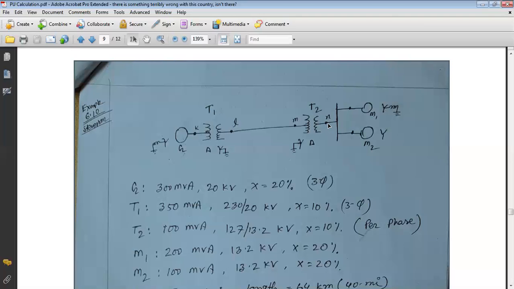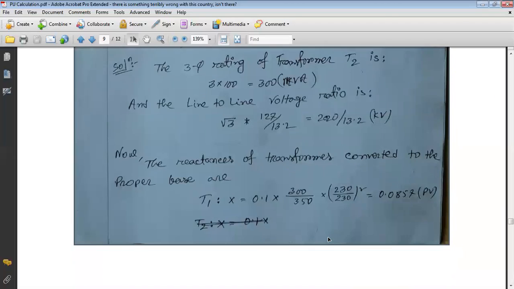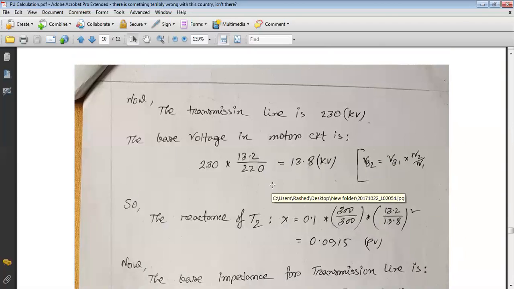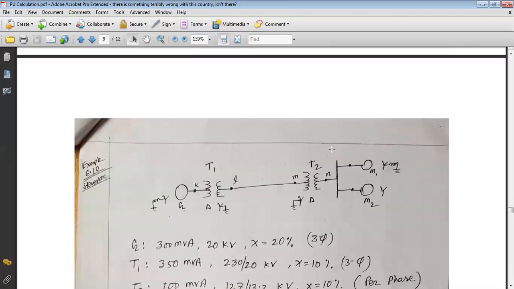To calculate the new base of the transformer T2 secondary portion, at first we have to calculate this. The equation is VB2 equal to VB1, where VB1 is 230 kV, times E2 by E1, where E2 is 13.2 kilovolt divided by E1, 220 kilovolt, because this is the line to line value. So if we calculate the new base for the secondary portion of transformer T2, we will get the new base 13.8 kV.